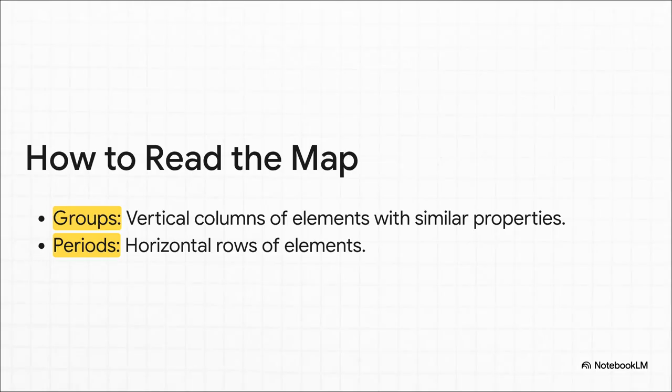And reading this map is actually pretty straightforward. You just need to get two main ideas. The vertical columns, those are called groups. You can think of elements in the same group, like lithium and sodium, as being part of the same family. They have really similar personalities. The horizontal rows are called periods. As you move across a period, you see properties change in a very gradual, predictable way.